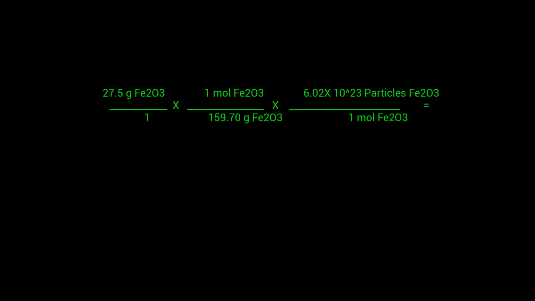Then I set up my ladder method, as you see here. I plugged all the values into my calculator. The calculator gave me an answer of 1.03663 times 10 to the 23rd, which I rounded to 1.04 times 10 to the 23rd particles of Fe2O3.